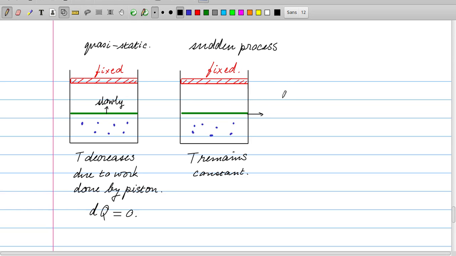For the sudden process, the work done by the piston is zero, because it's moved sideways, and the pressure force could only pull it up or down. Therefore, the work done is 0. There's no work being done. But on the other hand, because the particles now occupy a larger volume, delta S will be larger than 0. And because everything is also adiabatic, so we have delta Q being 0, we see that this is a nice example of delta S being larger in general than delta Q over T.